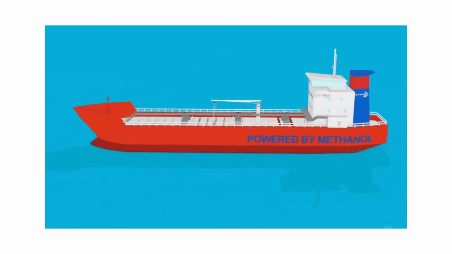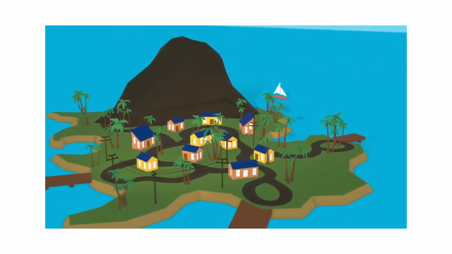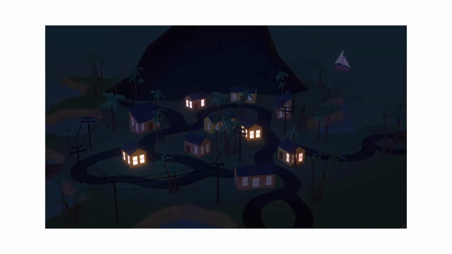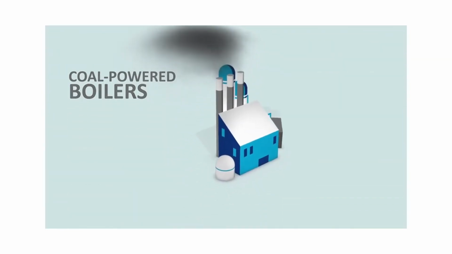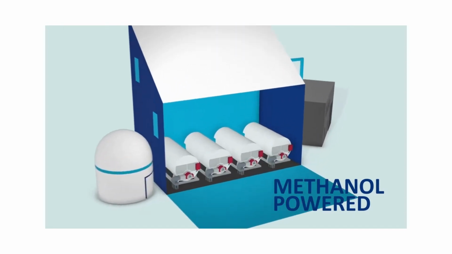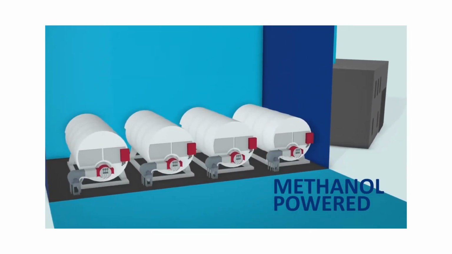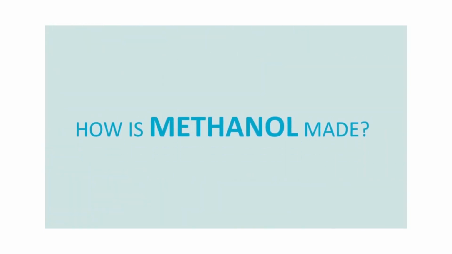Methanol is also emerging as a clean-burning fuel for power generation in remote communities, helping keep homes bright and businesses working. Today, methanol is used as a clean-burning fuel for industrial boilers in China, replacing coal-fired boilers and contributing to local air quality benefits. How is methanol made?